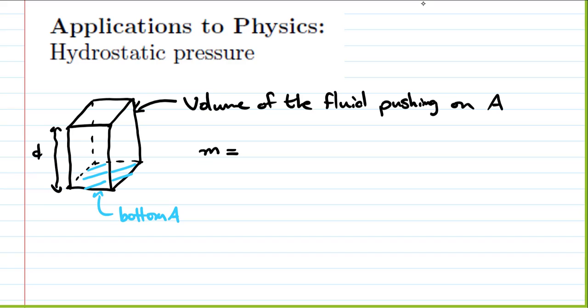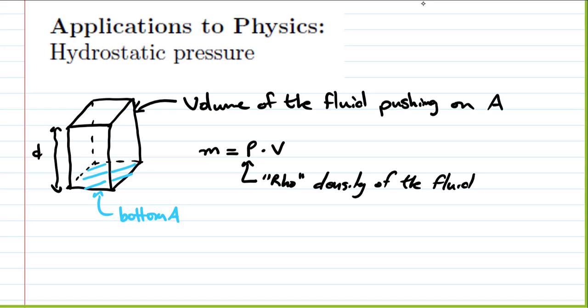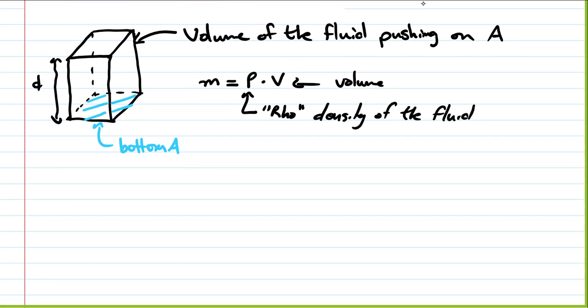Well, mass, by definition, is rho times v, where this funky looking Greek letter is the Greek letter rho, and it's the density of the fluid. And v is just going to be its volume. So density times volume gives mass, so the mass of whatever that fluid is. And then we know that force is equal to mass times acceleration, so mass times gravity. So in this case, it's going to be rho times v times g.